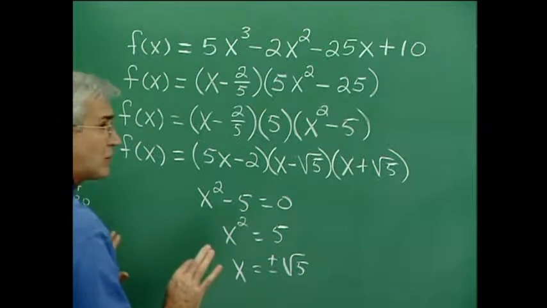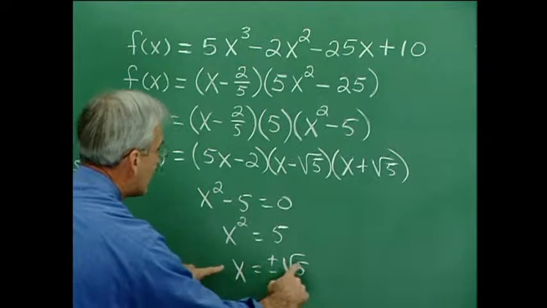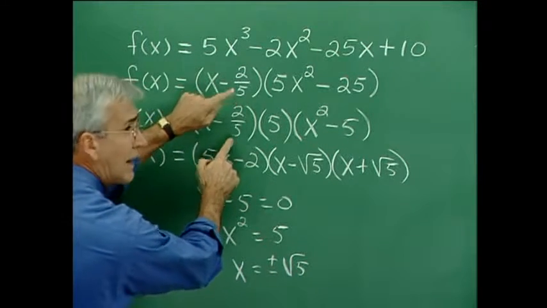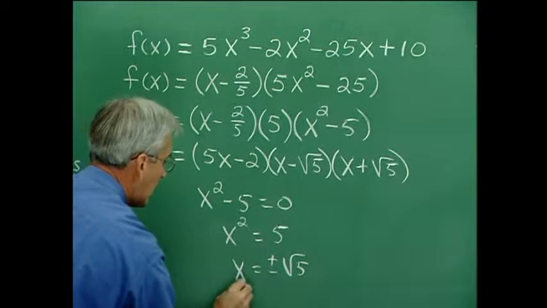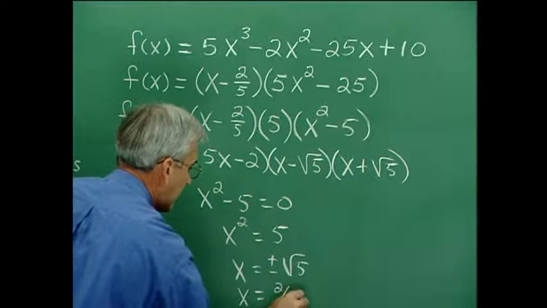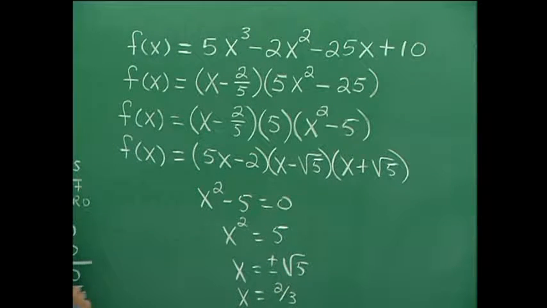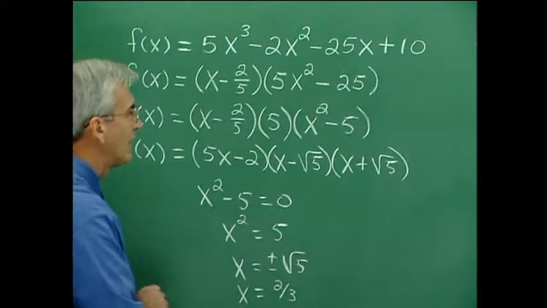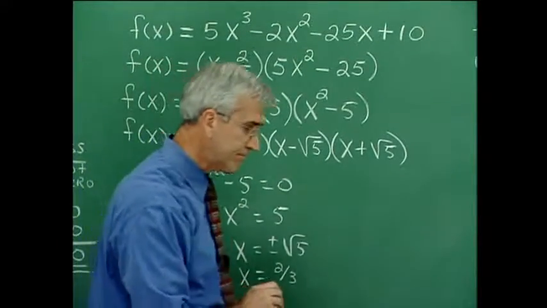Well, let's make sure we understand what they are. Here are 2 of them, and the other one was found earlier as 2/5. So x equals 2/5 is that third zero. All right, so we have zeros and the same number of linear factors as we expected.